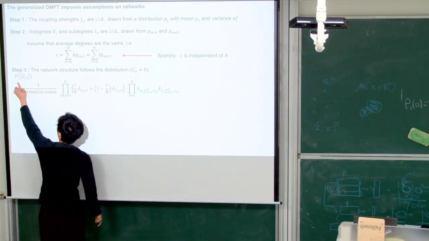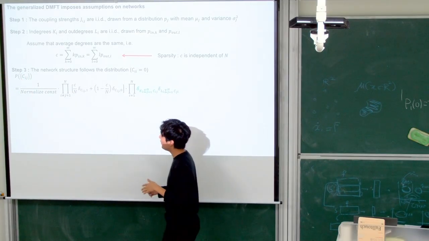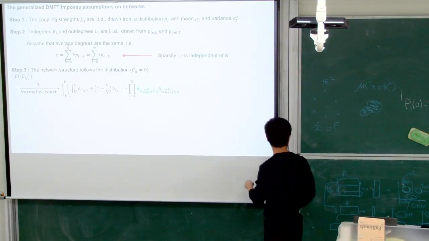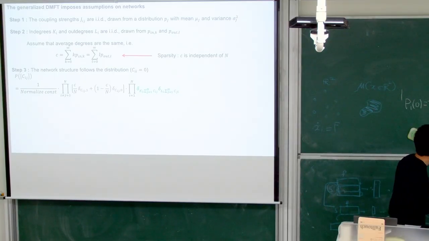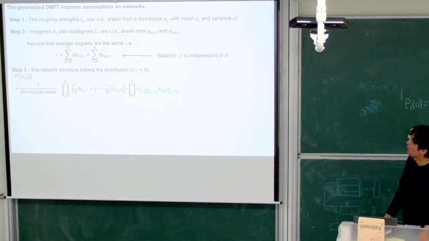Finally, this network structure follows the following complicated distribution. This is the probability that the whole Cij satisfies some value. For instance, it is something like the probability that C11 is given to be 0, so the diagonal element is 0 to make sure that you don't have any self interaction. Suppose you want to know this kind of probability. That is the meaning of that notation.